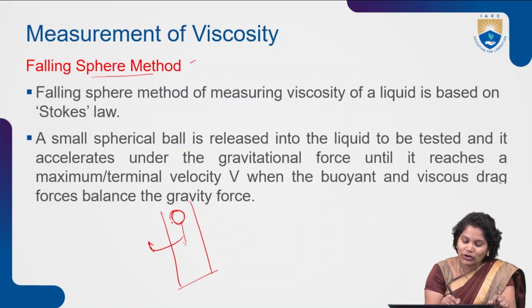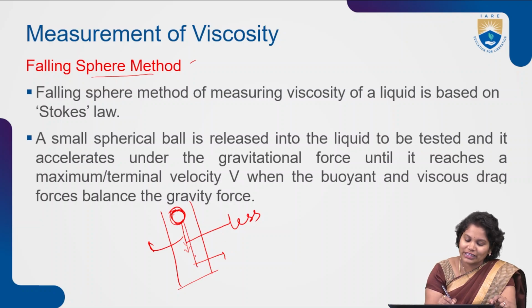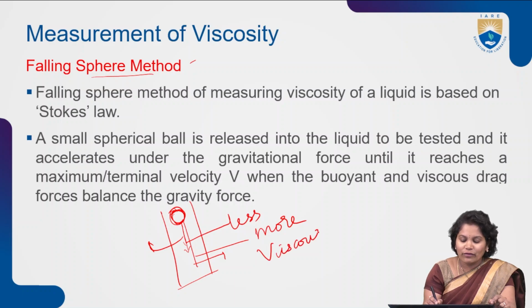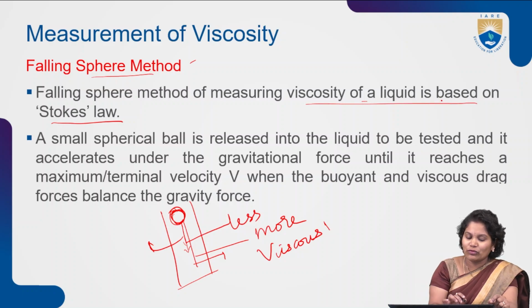When you drop a sphere, if the sphere is moving very fast, then we can say that the viscous nature is less. If it is moving very slowly, then we say that the fluid has very high viscous nature, right? So this is Stokes law. The falling sphere method is based on this Stokes law.